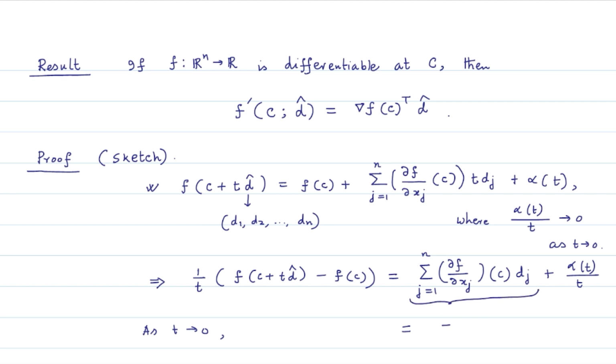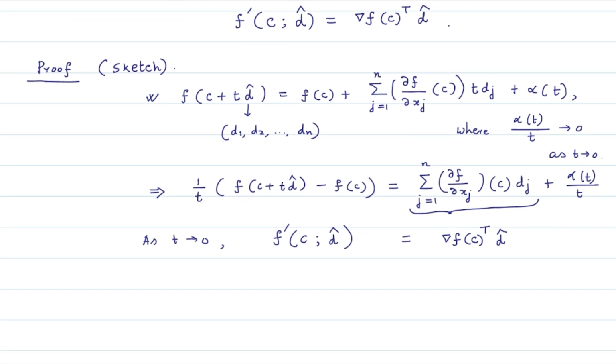which is nothing but the dot product of grad f at c with the unit vector d hat, and therefore the limit of this left hand side expression exists, and we all know this limit, when it exists, is denoted by f dash c at d, which is the directional derivative of the function f at c.